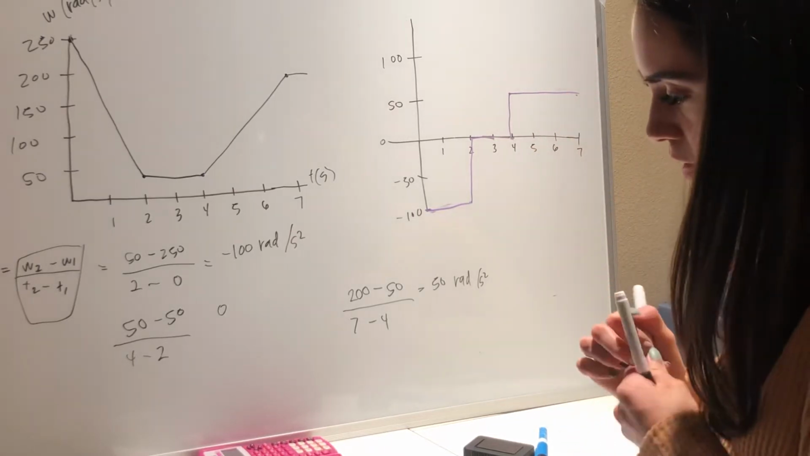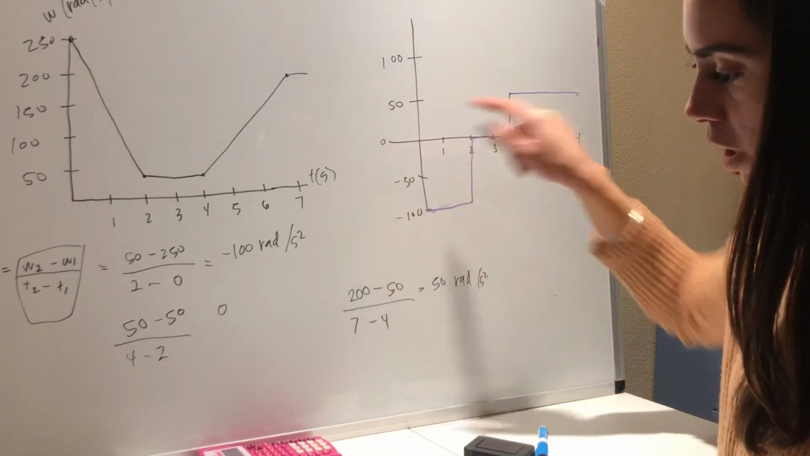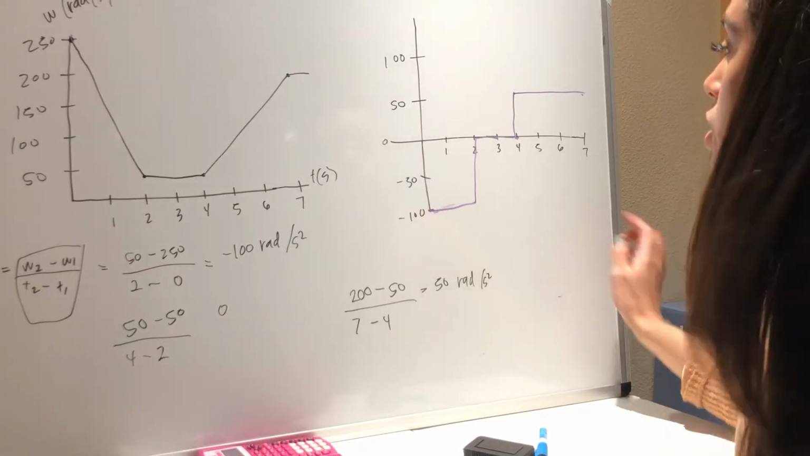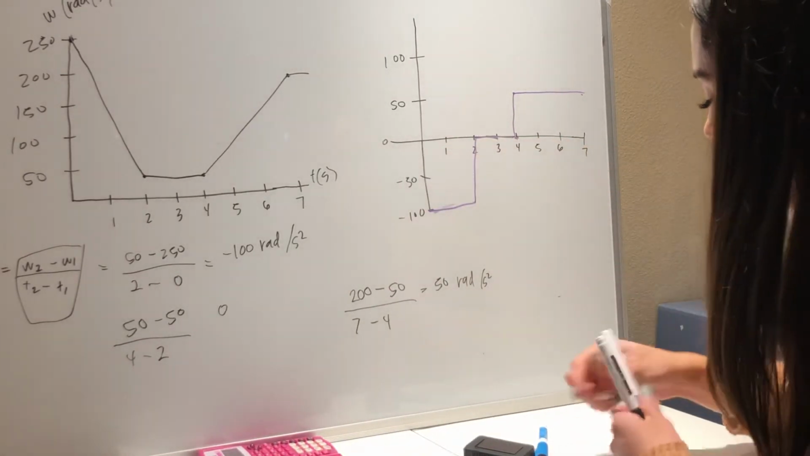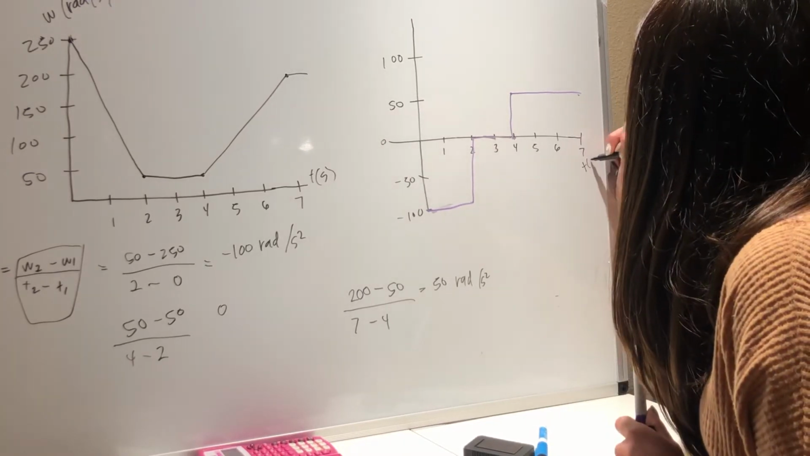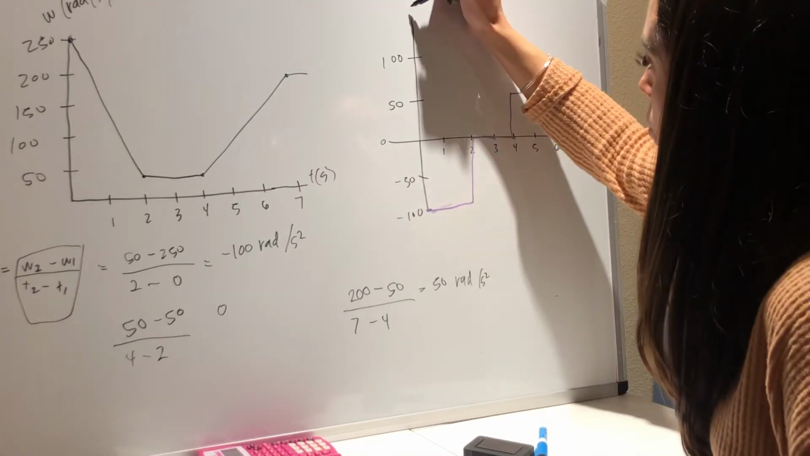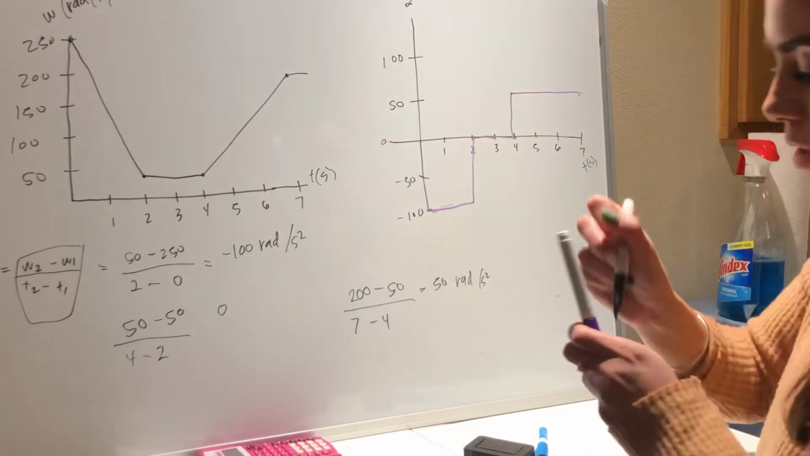So this is going to be our graph of the angular acceleration versus time. So this is time in seconds, and then this is going to be the angular acceleration.